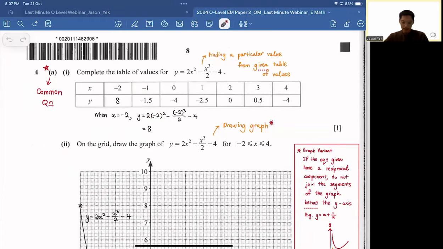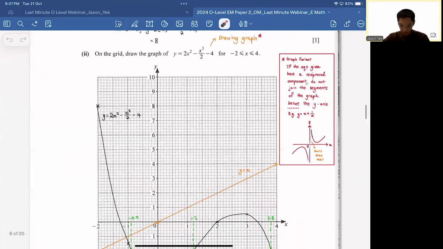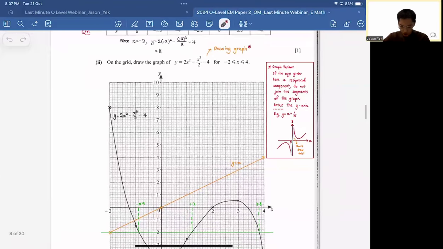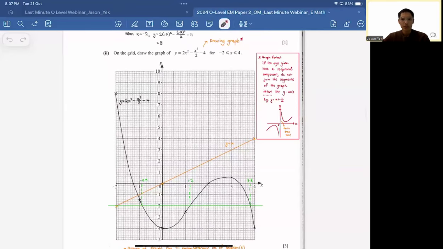Another way to check is also in part 2, when you're tasked to draw your graphs. Let me just zoom out a little to show you the whole picture. When you're tasked to draw your graphs, check that your graphs follow the way that it is actually taught to you. Say for example, this is the rough sketch you have, but how do you know your graph is a bit off?